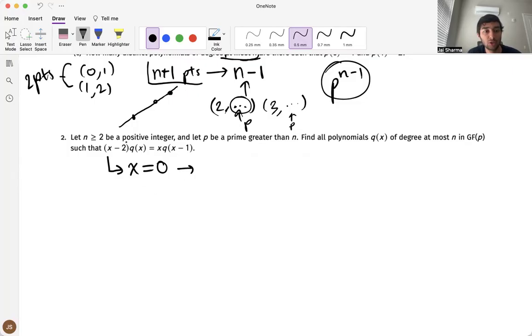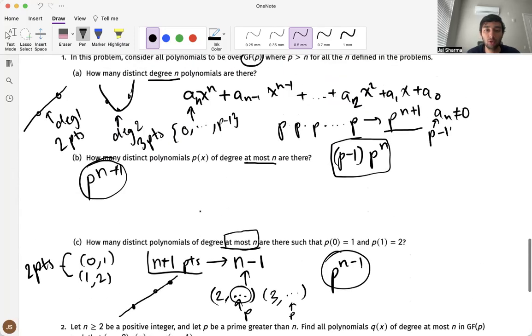Okay, let's see. So this becomes negative 2 times q of 0. And the reason I plugged in the x was because the other side is just going to be 0 times something, which is just 0, right? This means that q of 0 is equal to 0, right?